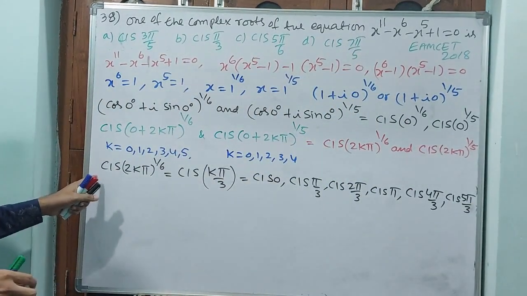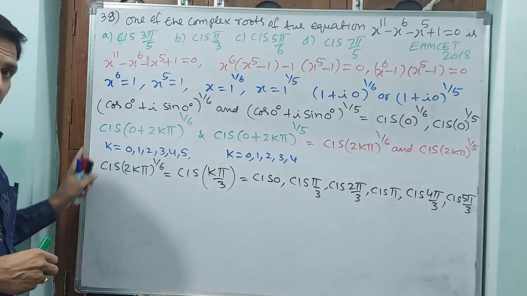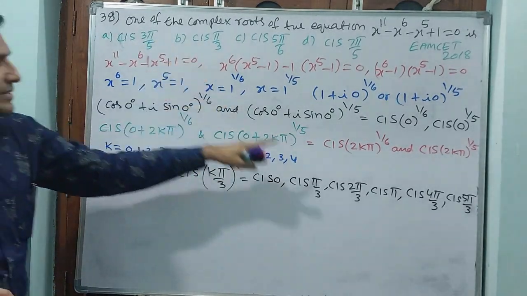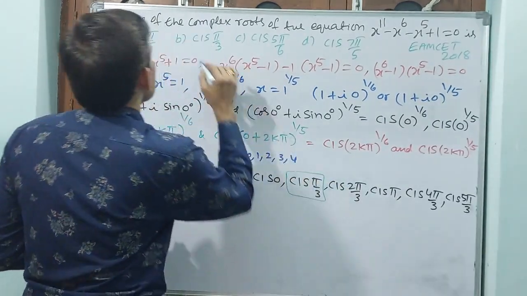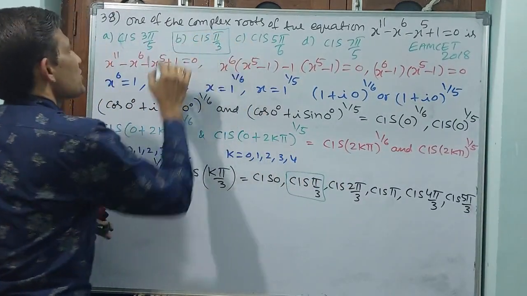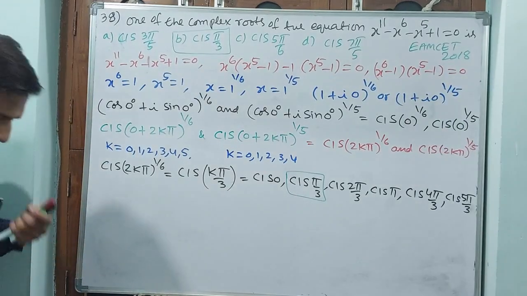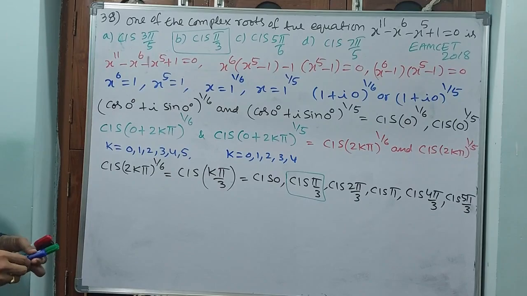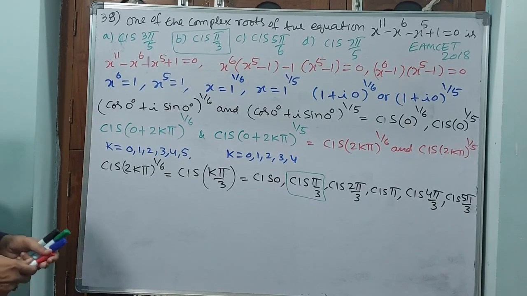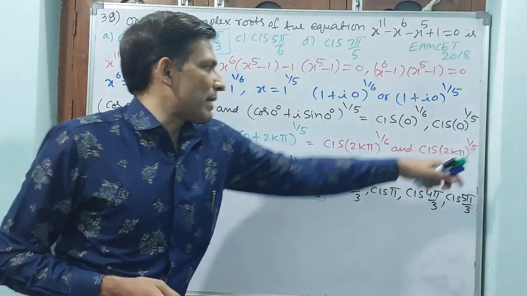Wait, why? Because, see, any value has come? Yes, 1 by 3 has come. See, at present I am keeping this in a box, but still wait. Why? Because the second one also we have to do. Okay? Let us do the second one. The second one is this, CIS 2k pi to the power of 1 by 5.